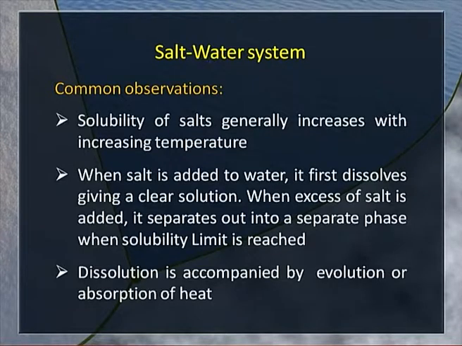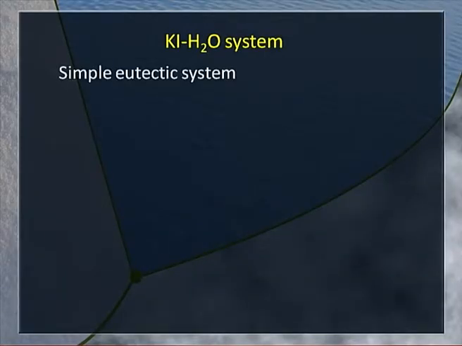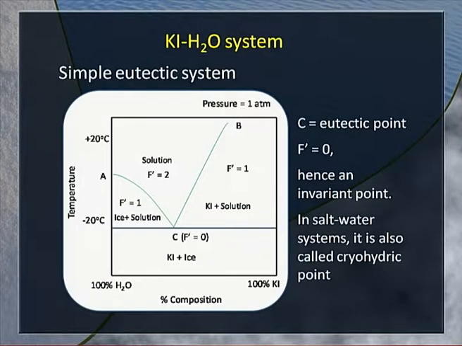One important observation you might have made even at home is that dissolution of salt is accompanied by evolution or absorption of heat. It may become cooler, or in some cases it may become hotter. Let us first look at the potassium iodide-water system. The phase diagram of the potassium iodide-water system is here.